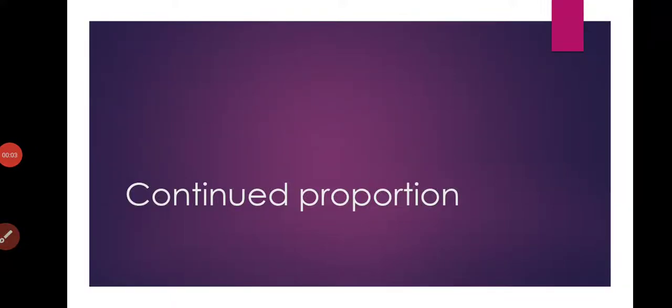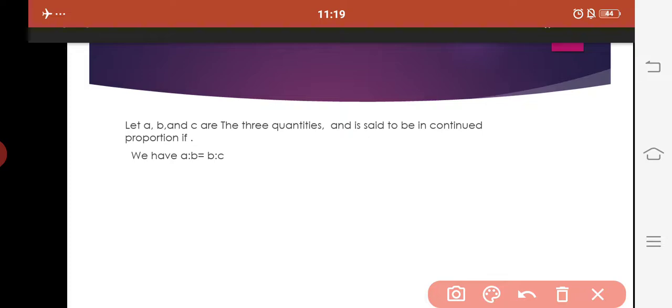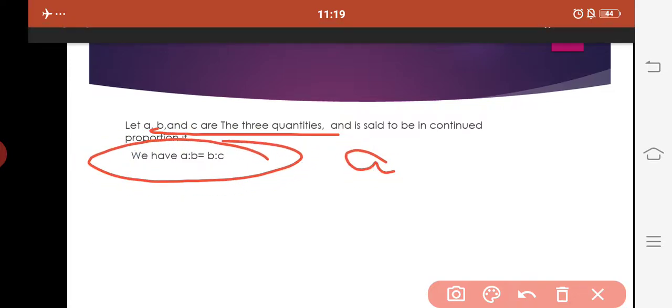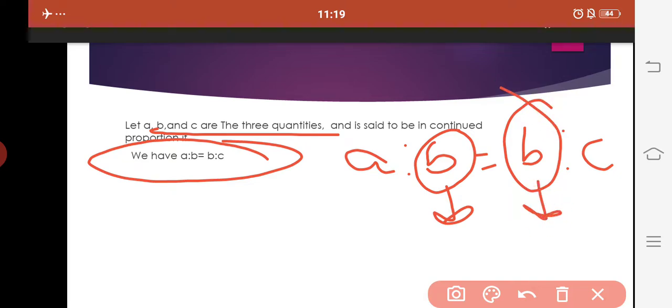In this video, we will prepare a new topic, that is continued proportion, which is a subtopic of proportion. Let us discuss when quantities are said to be in continued proportion. For example, we have three quantities A, B and C. They are said to be in continued proportion if A ratio B is equal to B ratio C, where the second quantity of the first ratio becomes the first quantity of the second ratio.